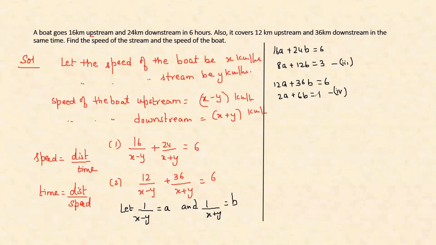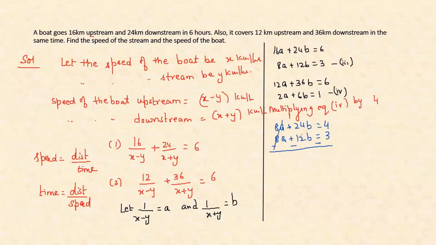So now solving the third and fourth equations, you can use any method. I am using the elimination method here. So multiplying equation 4 by 4, you get 8a plus 24b equal to 4. And you subtract the equation 8a plus 12b equal to 3. When you subtract, you get 12b equals 1, or b equals 1 by 12. Let's substitute it in the third equation.